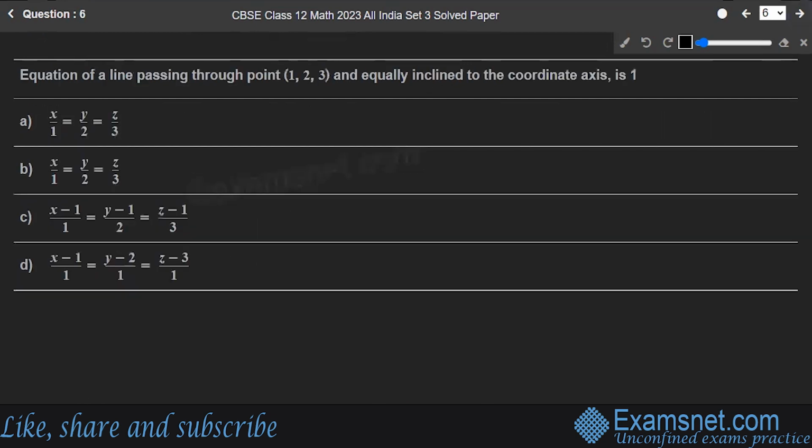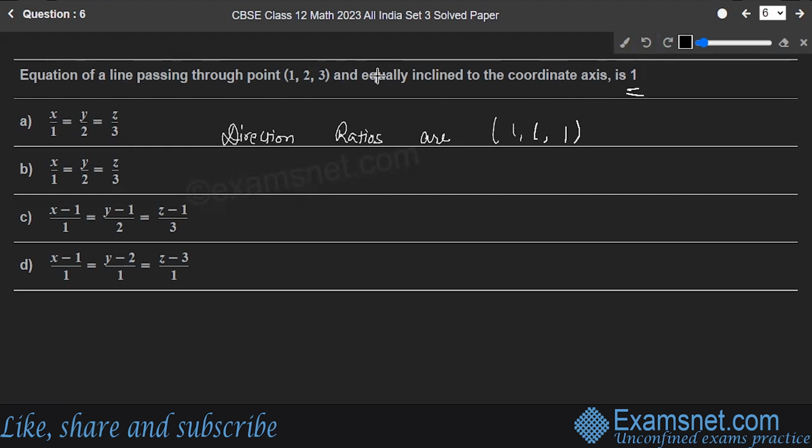Hope you understood. Next is question number 6. Equation of the line passing through the point 1, 2, 3 equally inclined to the coordinate axis is. Okay, you have to form the equation of the line. So you are given that the line is passing through 1, 2, 3 and it's equally inclined to the coordinate axis. Therefore, the direction ratios are 1, 2, 3. Sorry, 1, 1, 1. Right? Because it's equally inclined to the coordinate axis.